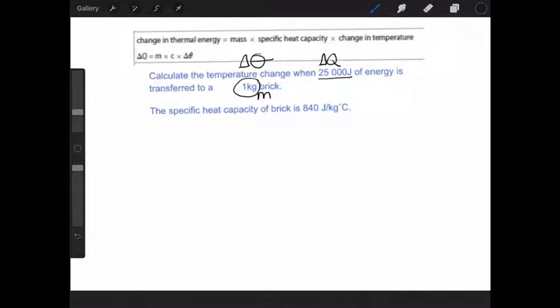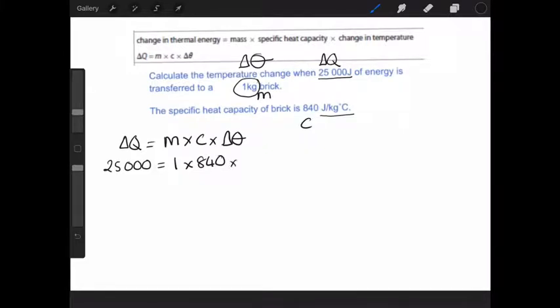The specific heat capacity of the brick is in standard units, and we've seen that one before. We recognise that one. That, of course, is C in our equation. So this time we know delta Q, we know M, we know C, and we're trying to find the change of temperature. So let's substitute in what we know. We've got 25,000 joules of energy being transferred to 1 kilogram of this particular specific heat capacity, and we're trying to find out how much its temperature will change. We can now solve this part of the equation, and I can do that in my head.